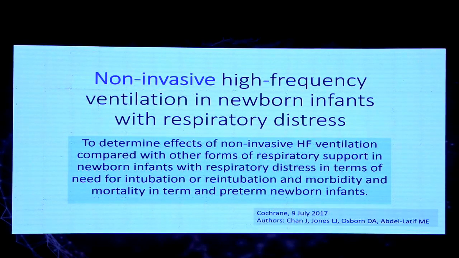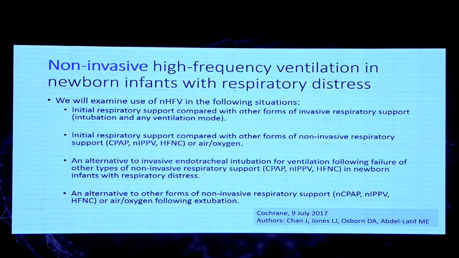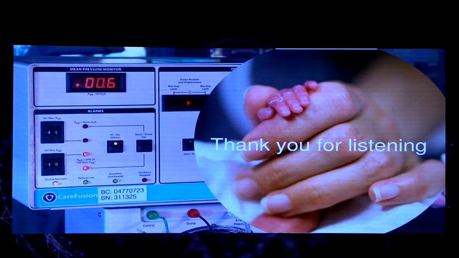Currently, there is an ongoing study on non-invasive high-frequency ventilation in newborn infants. This is a Cochrane meta-analysis review. They're trying to address several questions in using non-invasive high-frequency oscillatory ventilation. Thank you.